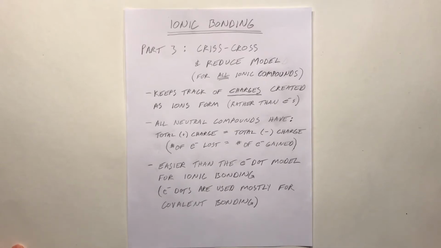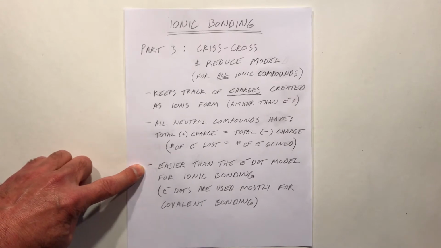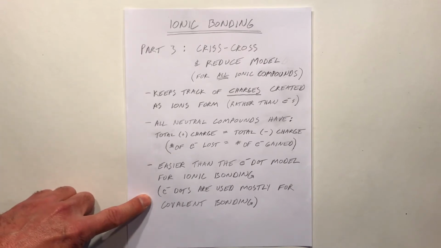So if the charge is balanced, all the electrons are accounted for, and we are in keeping with the law of conservation of mass. It's easier to use the Criss-Cross and Reduce model than it is the electron dot model for ionic bonding. The electron dot model is really going to be most useful when we study covalent bonding in a later chapter.